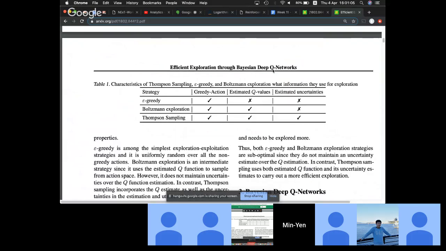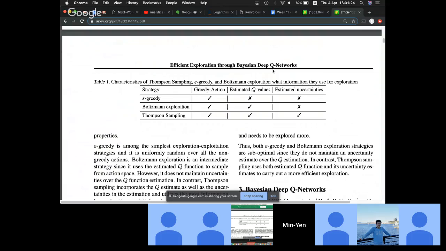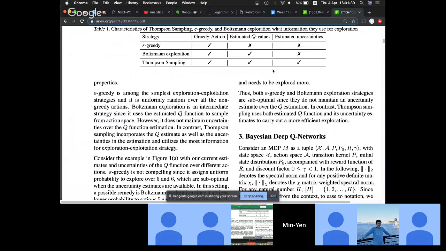So it says here that you have really sampling estimated Q values from both Boltzmann exploration and Thompson sampling and estimated uncertainties. That's the Thompson sampling happening. I'm not sure what they mean by the Boltzmann exploration. Did they say anything about that? Further up.